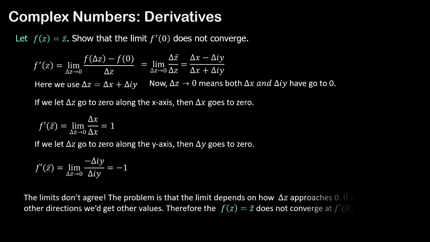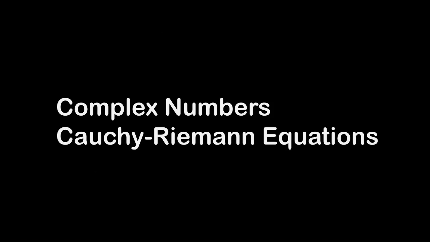You will see that the limits don't agree. The problem is that the limit depends on how delta z approaches 0. If we came from other directions, we'd get other values. Therefore, if we have limits that don't agree, f of z equals z bar does not converge, so f prime of 0 does not exist.